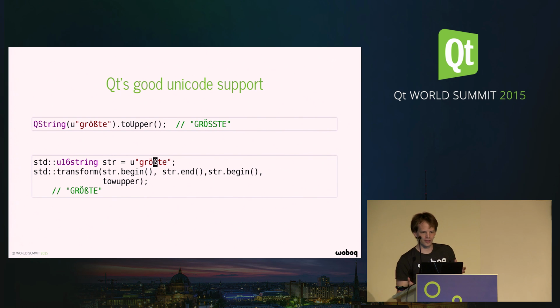Qt has really good Unicode support. It uses ICU behind the scenes to be fully Unicode compliant and to convert to many different encodings, while it's already hard enough to convert from UTF-8 to UTF-16 with the STL.